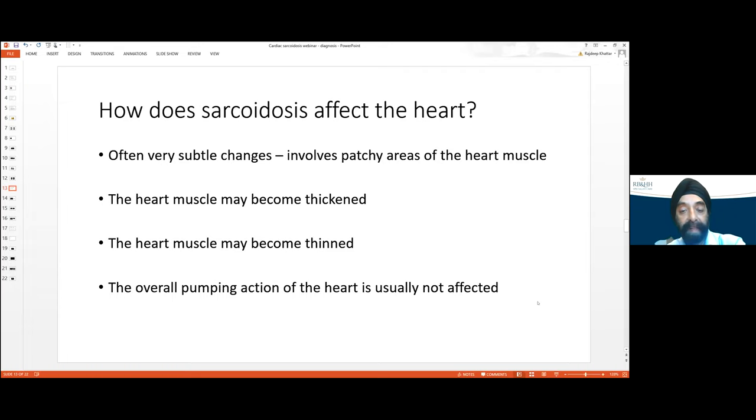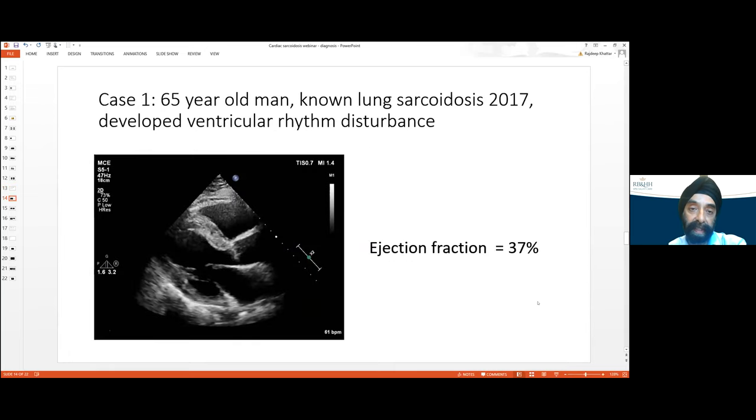The overall pumping action of the heart actually is usually not affected. The ejection fraction in most patients is normal, but there are cases where it is reduced. And that acts as an important criterion for diagnosing cardiac sarcoidosis. An ejection fraction less than 40% is one of the major diagnostic criteria for diagnosing cardiac sarcoidosis in the right clinical setting. So I just want to go through two or three examples of patients with cardiac sarcoidosis.